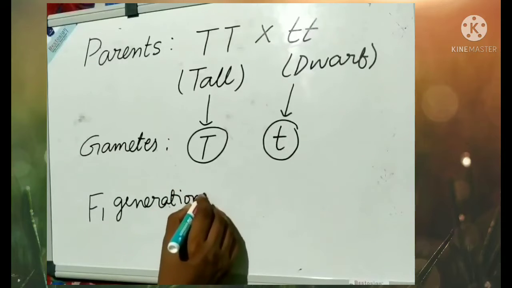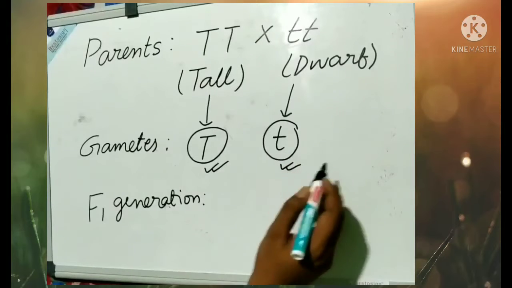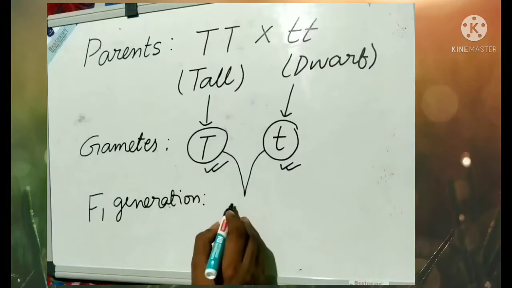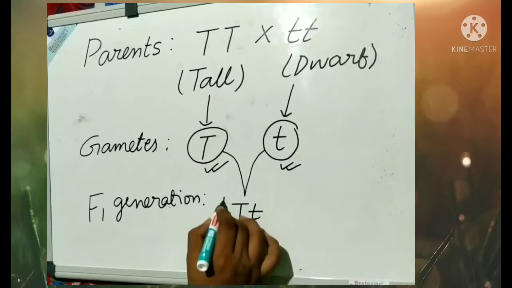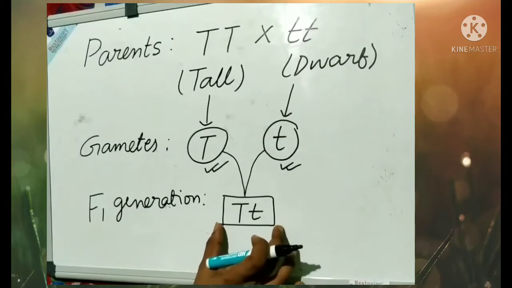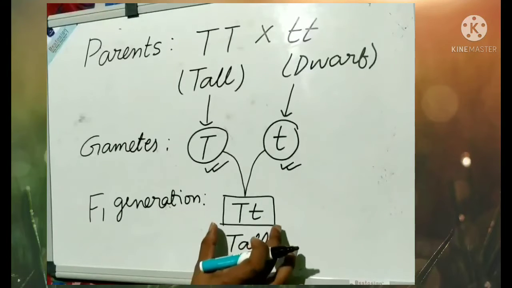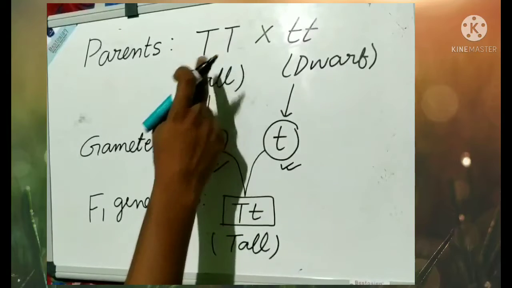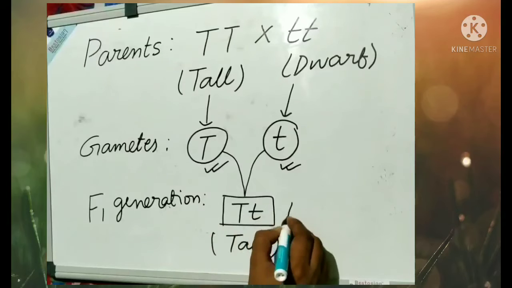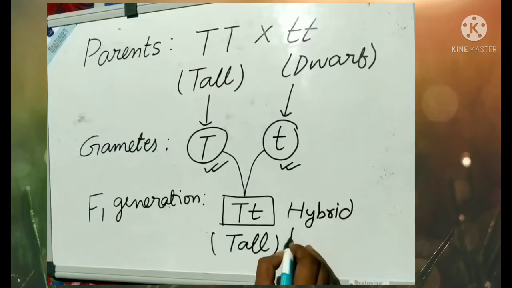Suppose this is a male gamete and this is a female gamete. They will fuse together. This is called fertilization, and we will find the genotype capital T small t. So a plant of this genotype will be tall. So what is the difference between this one and the pure tall one? Here the genotype is capital T small t. It is a hybrid condition, a heterozygous condition.